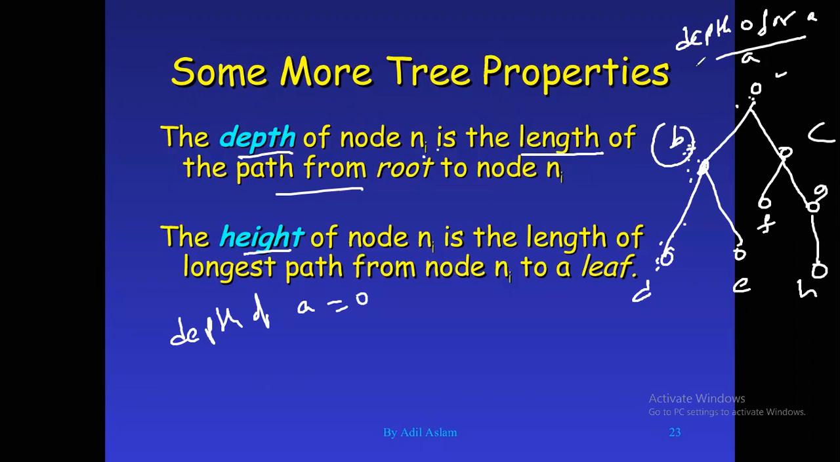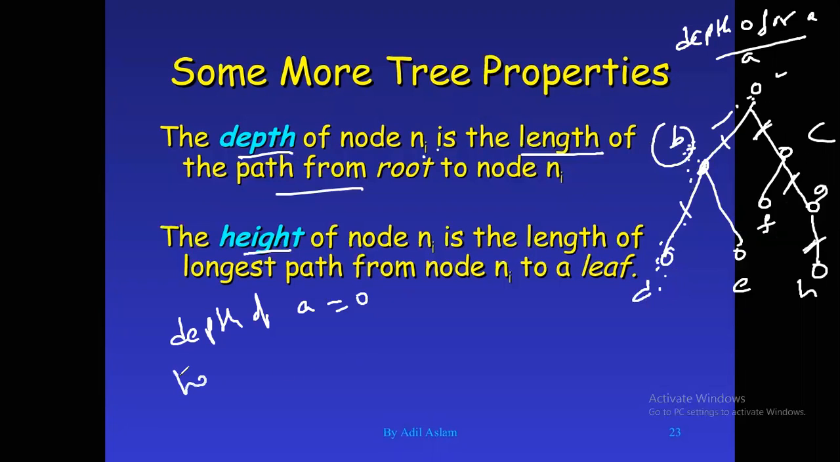Next, height. What does height mean? The height of the node is the length of the longest path, for example, up to leaf. Here how many units? How many edges? 1, 2 up to leaf. Here how many? 1, 2, 3. So which is the longest path? This one. 1, 2, 3.